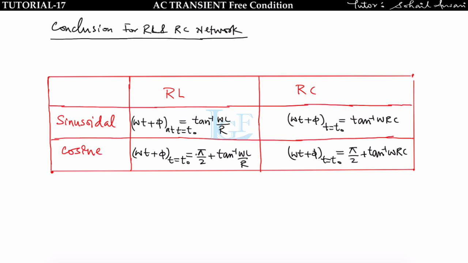Now let us conclude whatever we have studied today. If the excitation is sinusoidal and the circuit is RL, then the transient free condition will be calculated by using this formula. If the circuit is RC, then by using this formula. And if the cosine excitation is given, then the transient free condition can be found using this formula for an RL circuit and this formula for an RC circuit.